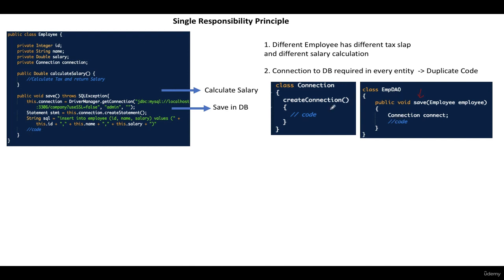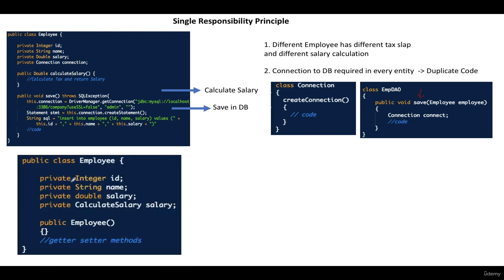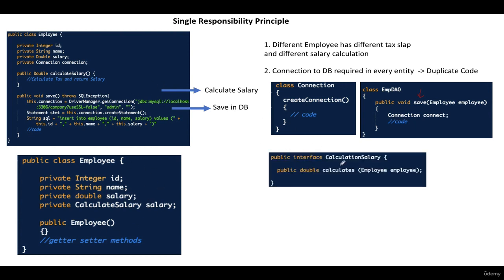So basically every class has its own responsibility and we separated everything out. Then this is my simple POJO Employee class, where we just have the employee details like ID, name, salary and all those things. And then for salary we create an interface.